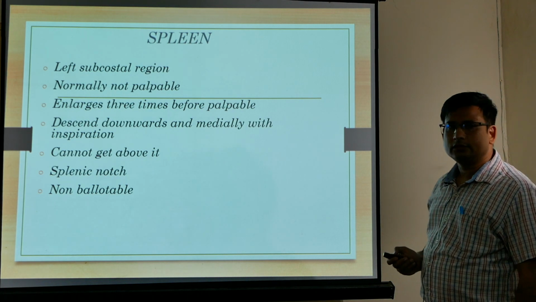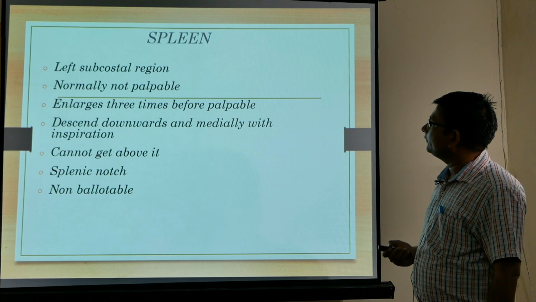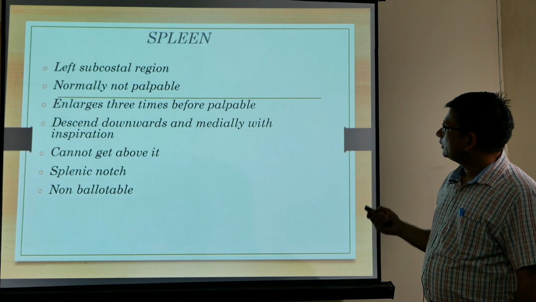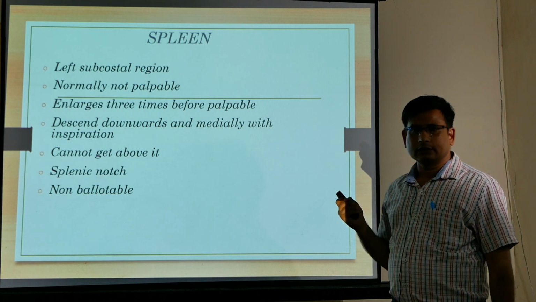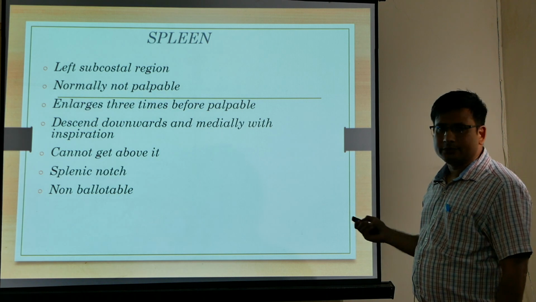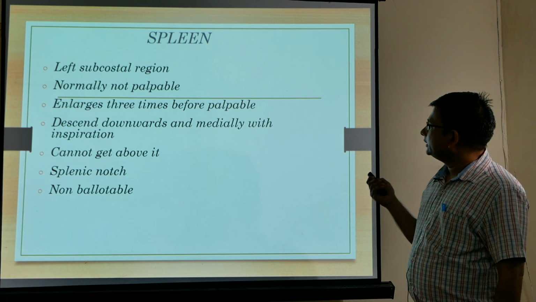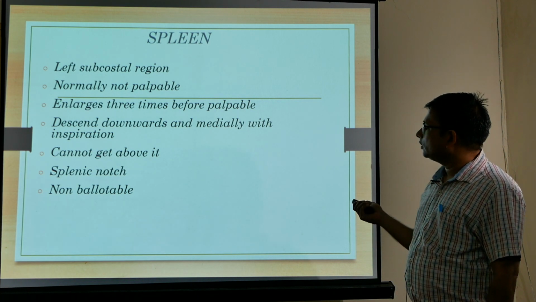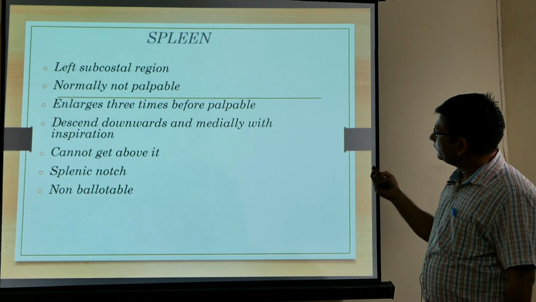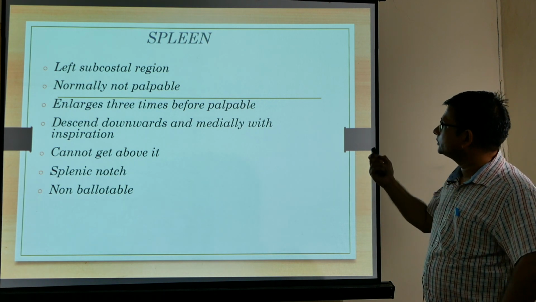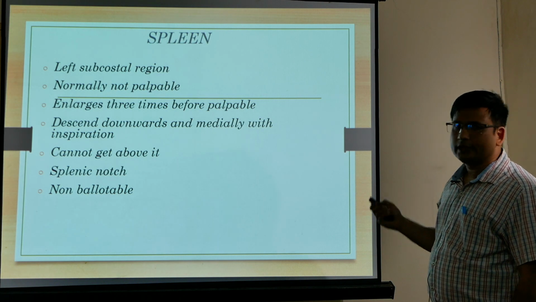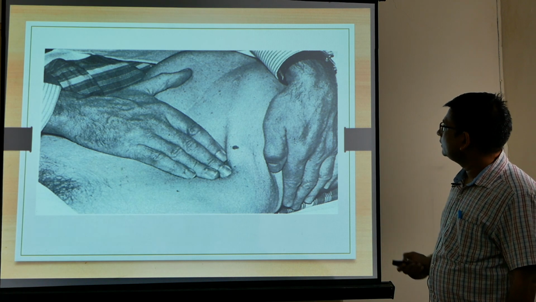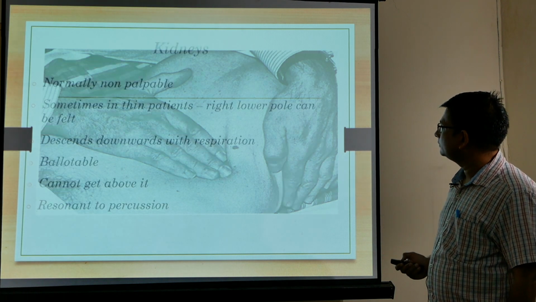Now palpation of the spleen. Spleen lies in the left subcostal region. Normally it is not palpable. Before it becomes palpable, it enlarges 3 times. It descends downward and medially with inspiration. We cannot get above the swelling, and we will be able to palpate the splenic notch in case of splenic swellings. It is a non-ballotable swelling. This is the method how we will palpate the spleen.